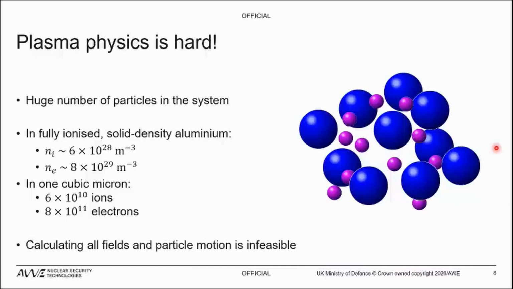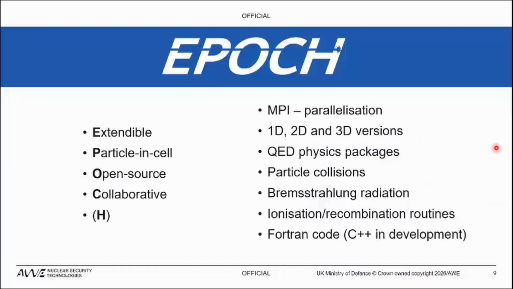This rapidly spirals out into a problem which we can't solve through brute force approaches, which is where a code like EPOCH comes in. EPOCH is the Extendable Particle-in-Cell Open source Collaborative code. The H is silent. It's a very big code base for simulating problems like this. It has MPI parallelization, which means that different computers can be pointed at different parts of your simulation domain so that the load on any one computer is reduced and the code runs faster as a result.